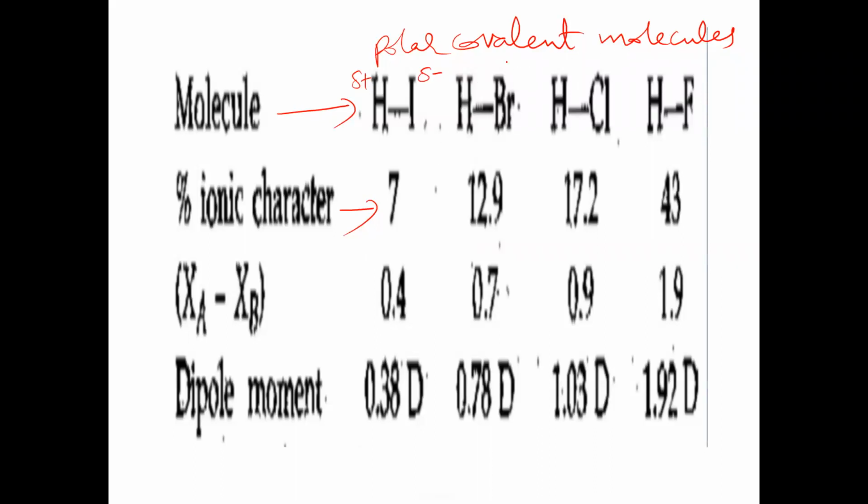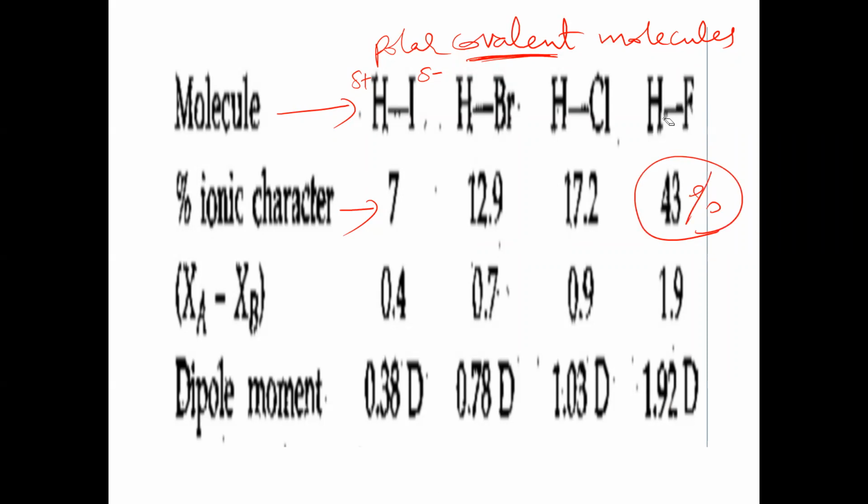And any covalent molecule is not 100% covalent. There will be some percentage of ionic character in polar covalent molecules. Now here the percentage of ionic character is 7% in HI, 12.9% in HBr, 17.2% in HCl, 43% in HF. Now HF has the highest percentage of ionic character. More ionic character in it.